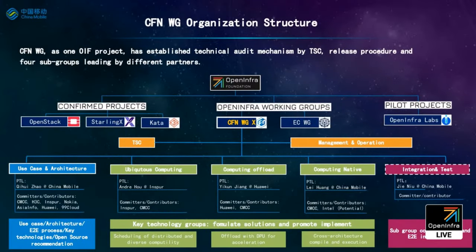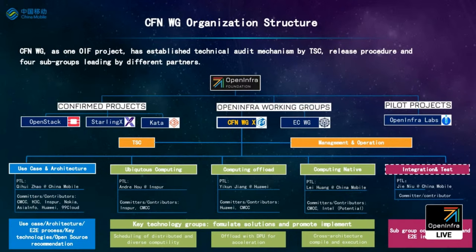This is the current CFN working group organization structure. The CFN working group has currently established the technical oversight mechanism by the TSC, and we also established some release procedures, and we launched four subgroups led by different partners. The first is the use case and architecture subgroup. It is led by China Mobile, and it focuses on the use case exploration, the architecture design, some end-to-end process design, the key technology stacking, and based on all the work, we will try to give some open source recommendations.